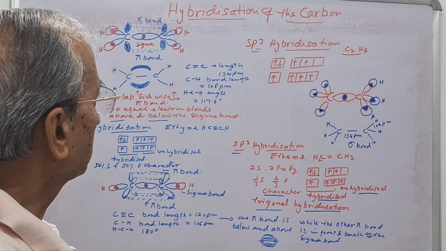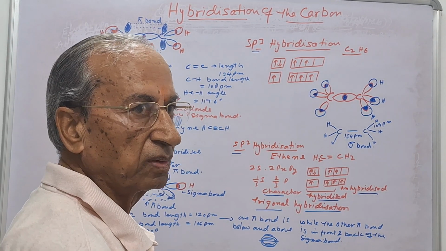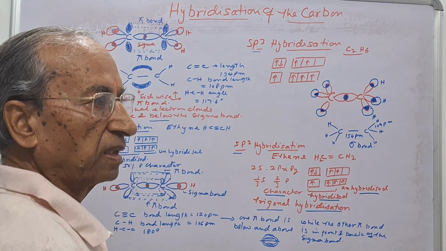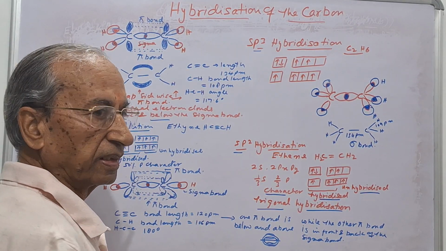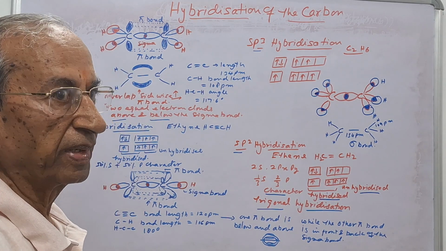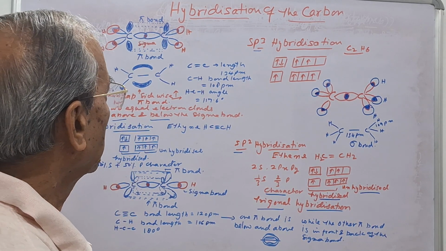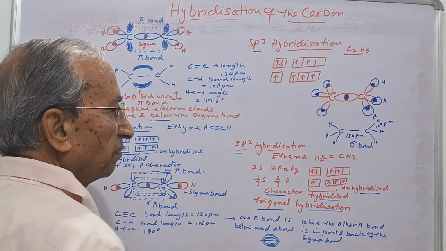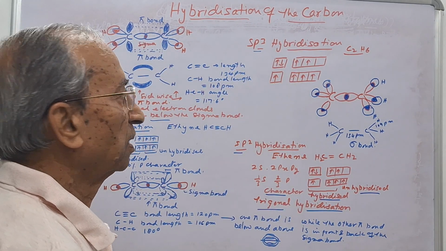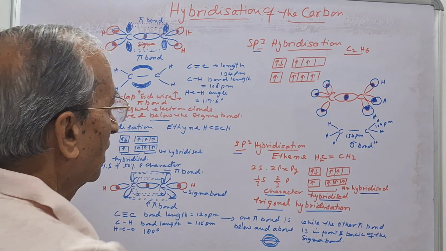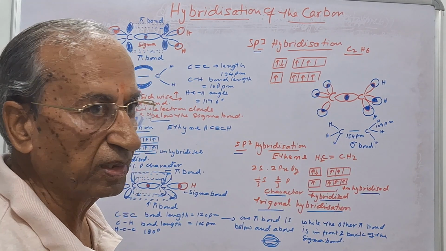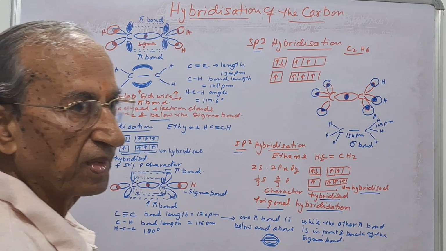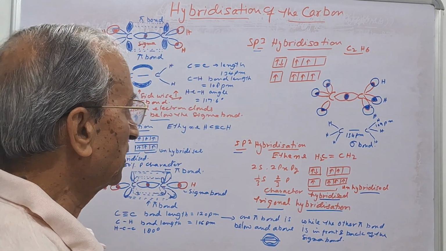In my last video, I explained hybridization, that is sp, sp2 and sp3 hybridization. Today I will take up hybridization of the carbon. Carbon shows a very unique property. It forms the saturated hydrocarbons and the unsaturated hydrocarbons.